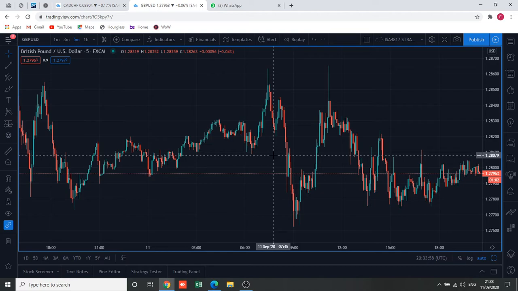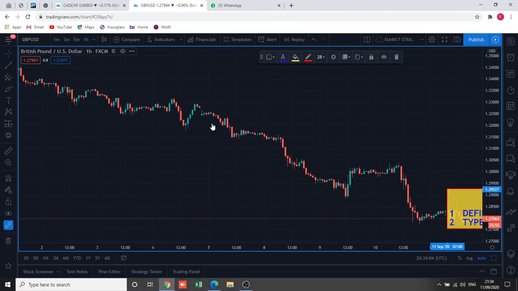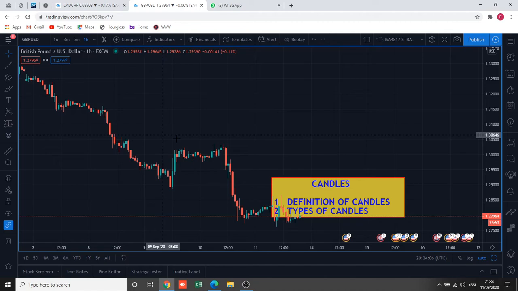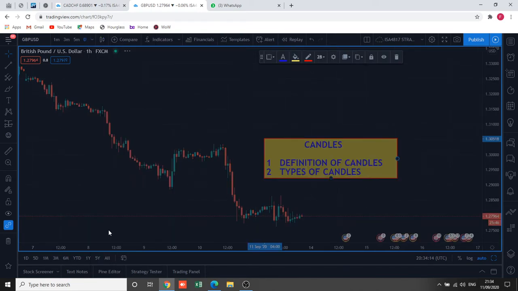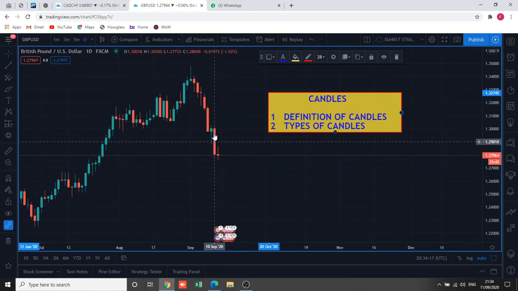But then I want to use 1 hour because we're trading traditional forex. You can use 1 hour, 2 hour, 3 hour, 4 hour. You can even have as much as 1 day. What it means is each of these candles tells you what happened for the whole day on GBP USD. So that is how this time frame works. So let me come back to my 1 hour.